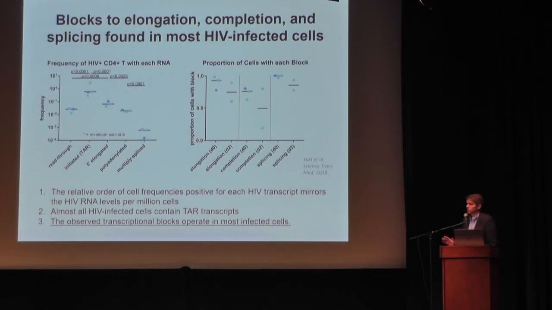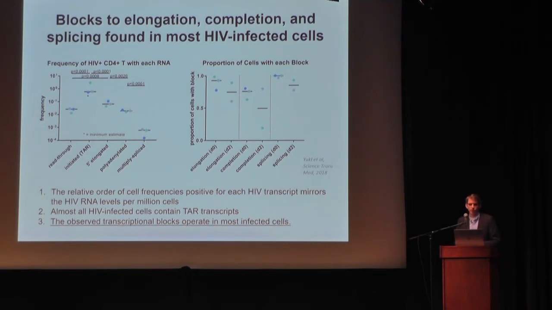Now, everything I've shown you so far has been by looking at HIV RNA levels in millions of cells, in bulk cells, and that's very informative, but at the same time, it can't tell you about the distribution of these transcripts and these blocks. For example, are all these transcripts in one cell? Do these blocks happen in every cell? And so in order to get an idea of this, we took a very different approach.